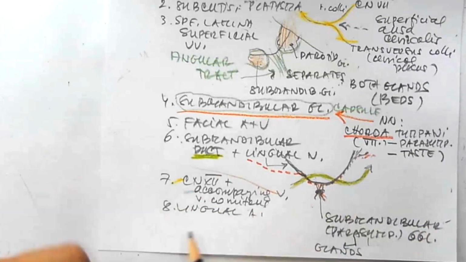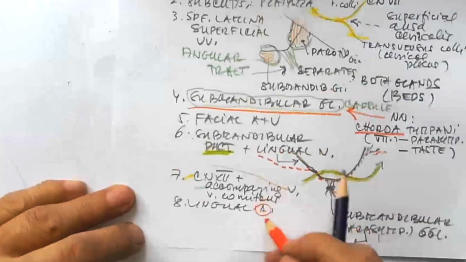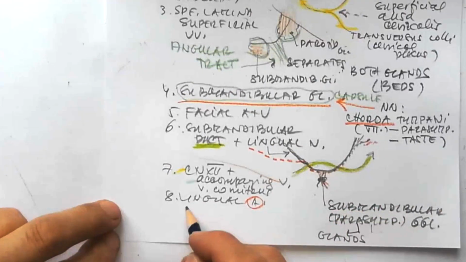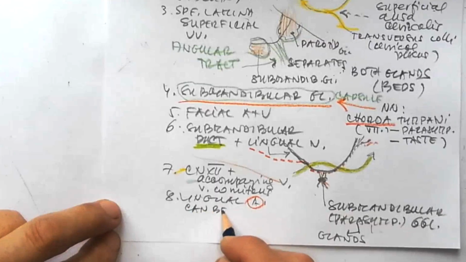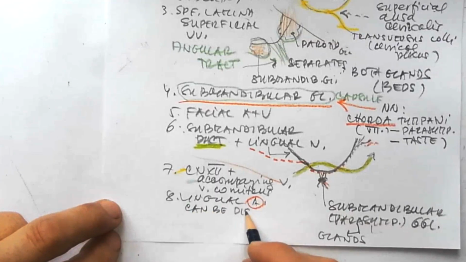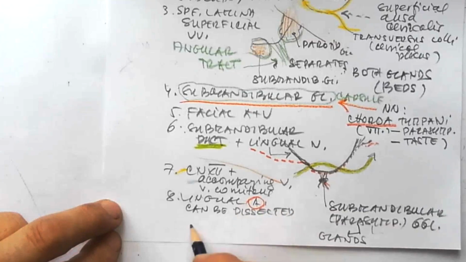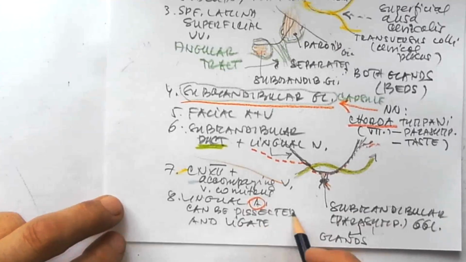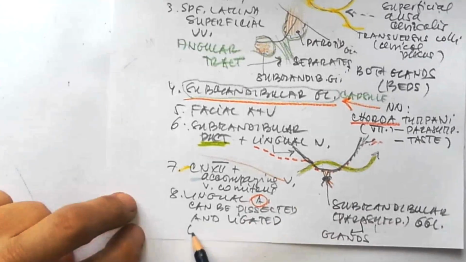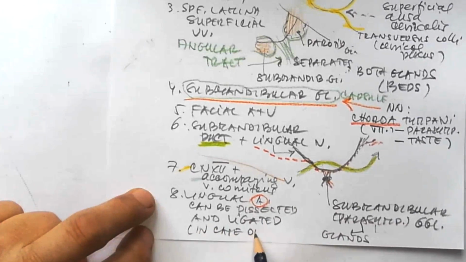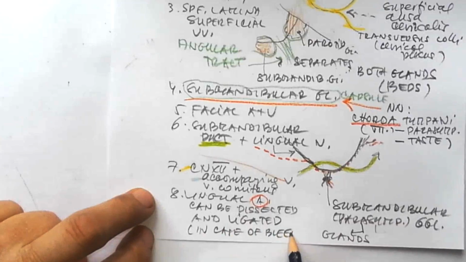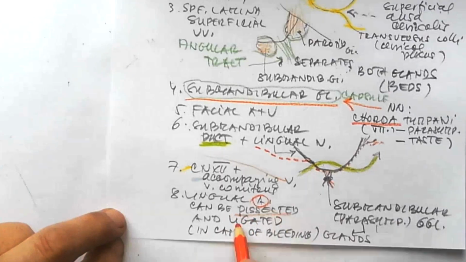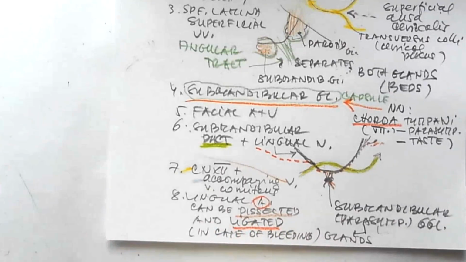So I will show you the drawing, which would be very clear and very important for dentistry. Lingual artery. And then what else? A lingual artery can be dissected and ligated, yes, in case of bleeding, right, in case of bleeding. Finished. So lingual artery, very important, can be dissected and ligated. We will see in the forming diagram.